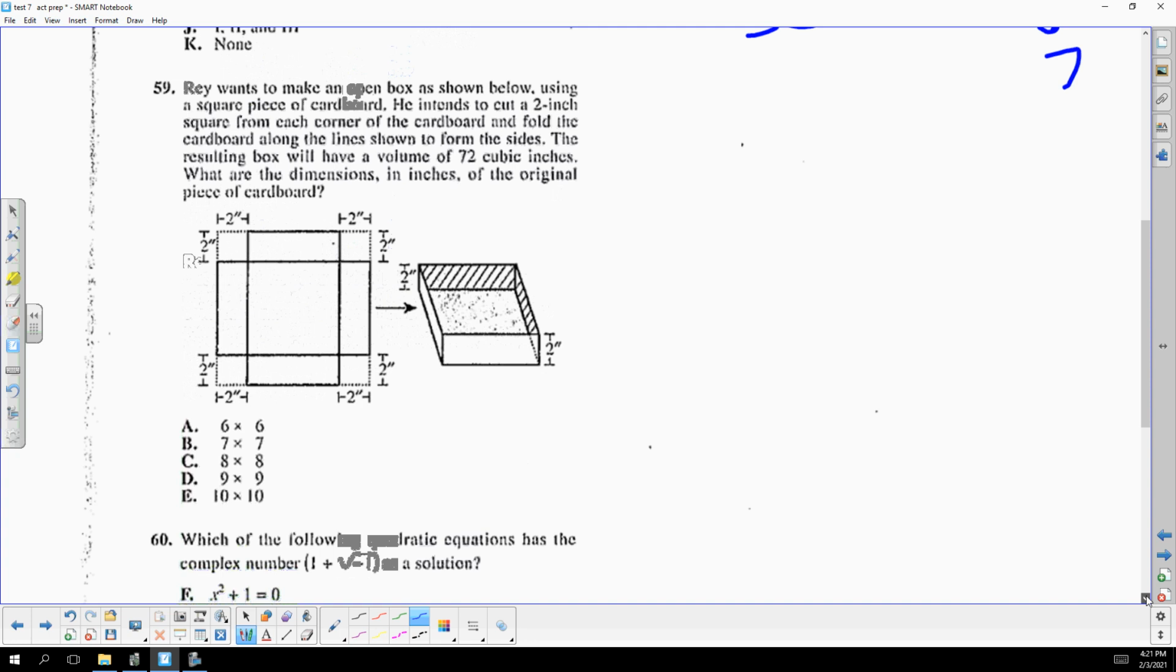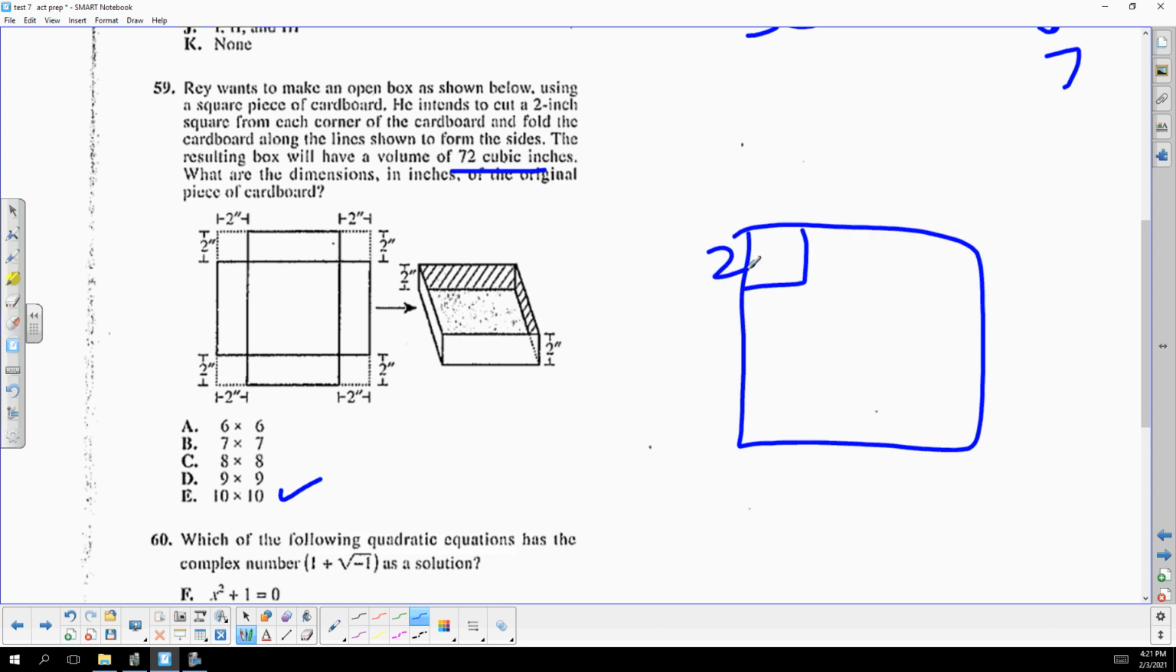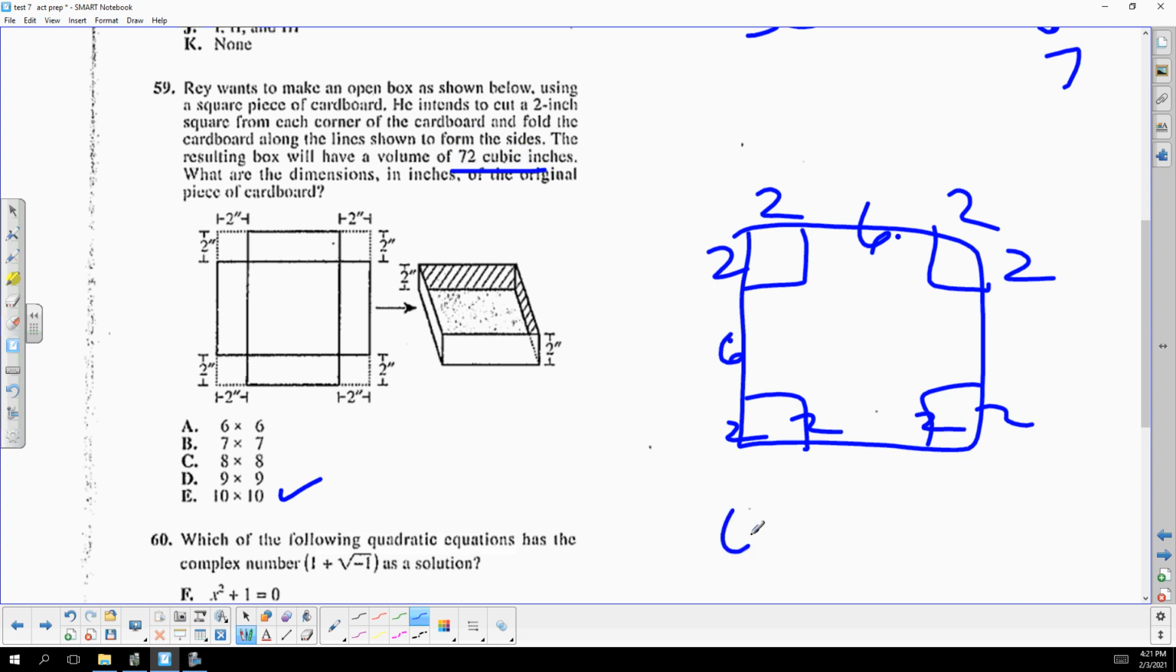This one is the box. You cut up things and fold it up. And the volume 72. Now careful. The answer's got to be 10. Because when you start with a 10 and you cut a 2, you cut the 2 twice like our border. So the box ends up being 6 by 6 by 2, which is 72 for the volume.